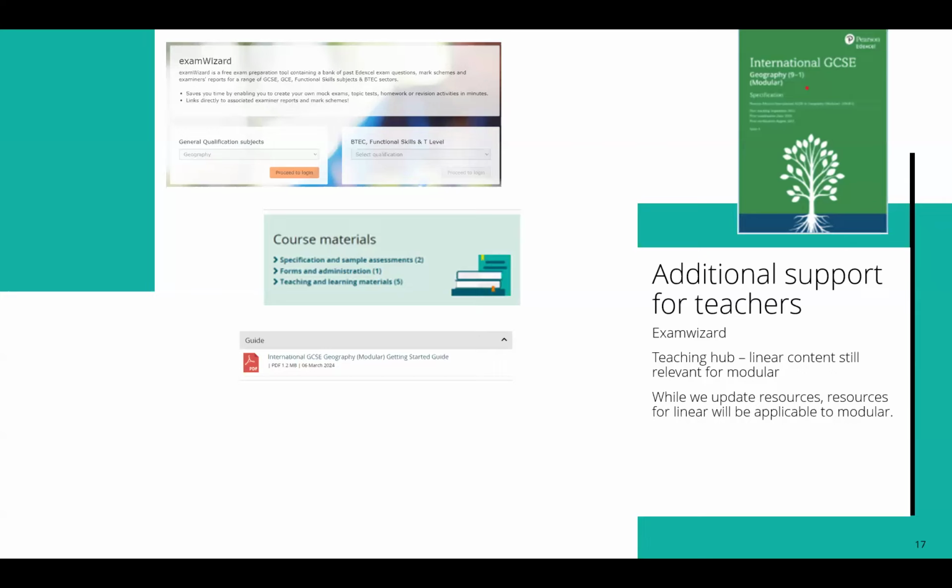I noticed that the Unit 1 and 2 content, the fragile environment section, was not there. Has this been removed for modular? Sorry, which sections were not there? The Unit 1 and 2 content, the fragile environment sections were not there.